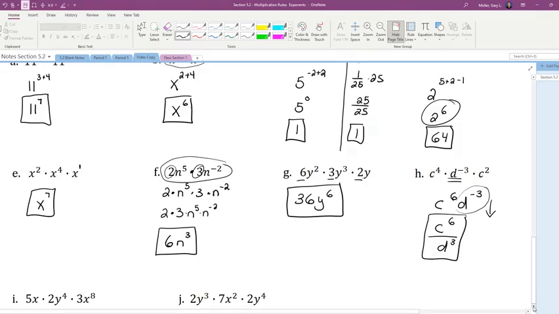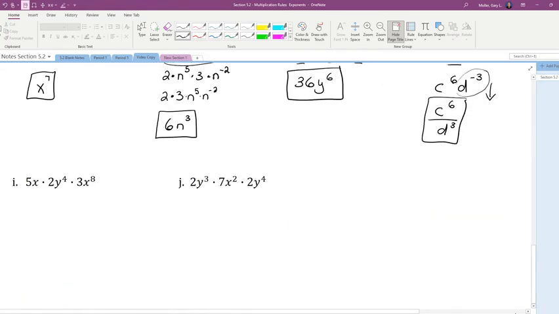None of these rules are hard on their own, but there's a lot of rules we're going to learn, and that's where it can get confusing. So it's really important you learn each rule as we go.